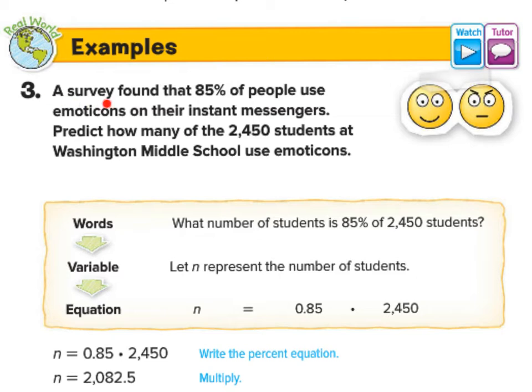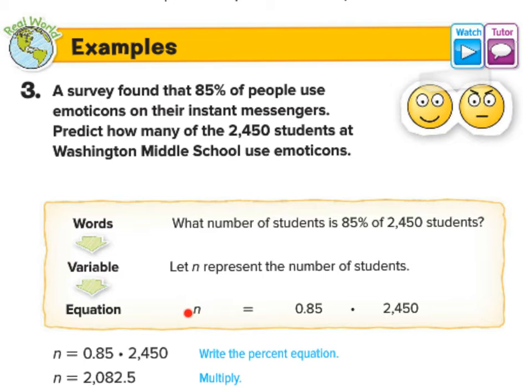A survey found that 85% of people use emoticons on their instant messengers. Predict how many of the 2,450 students at Washington Middle School use emoticons. So, what number of students is 85% of 2,450 students? Well, let n represent the number of students, and here's your equation.